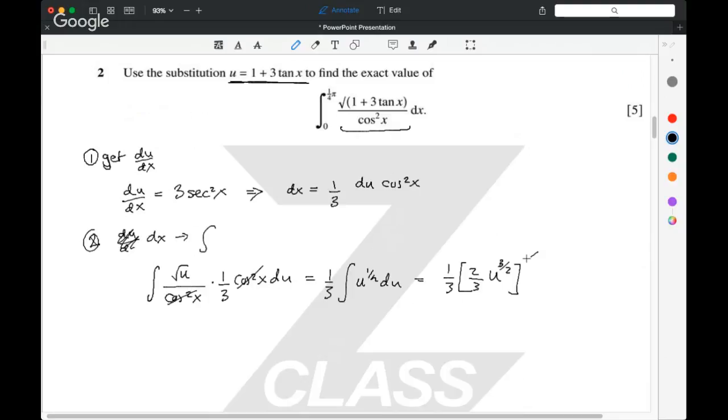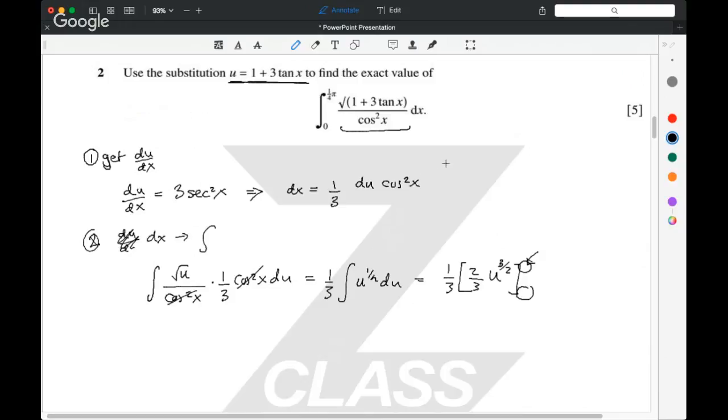Now, what is happening with the limits? x is being evaluated between x equals 0 and x equals pi over 4. We have to actually change the limits because we're integrating over du. Technically, you could substitute in the value of u, as in 1 plus 3 tan x to the power of 3/2, and then work with the original x limits. That's perfectly allowed. You will get the correct answer. But an alternative way is just to change the limits.